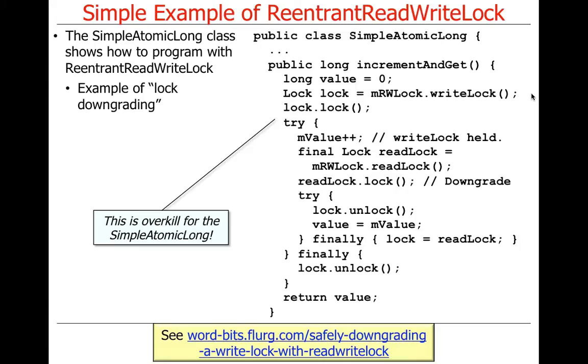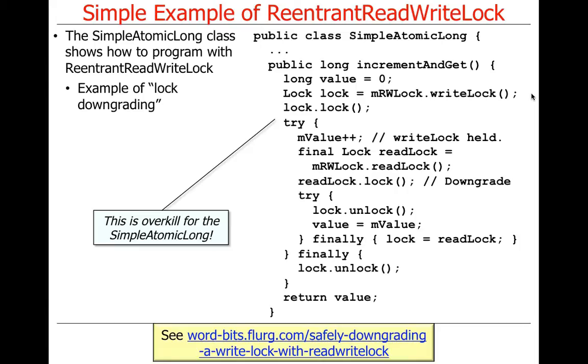We then go ahead and we get a new lock, which is the read lock portion of the read-write lock. And then we go ahead and we lock the read lock. This is the downgrading part. So now we've got the write lock held and we've got the read lock held. And then we unlock the write lock. So because we have the read lock held, the lock has not entirely been removed altogether, but we've downgraded from a write lock to a read lock.